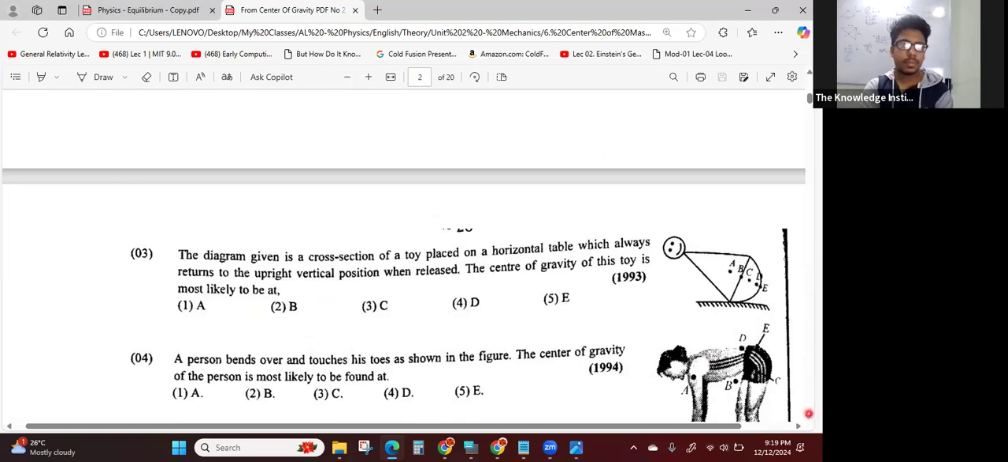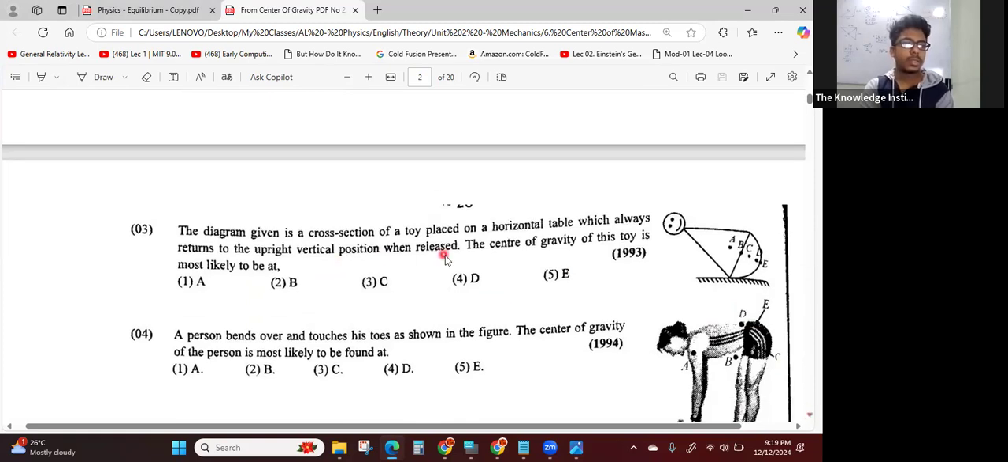Okay. The diagram given a cross section of a toy placed on a horizontal table which always returns to the upright vertical position when released. The center of gravity of this toy is most likely to be at. Okay, drop your answers.